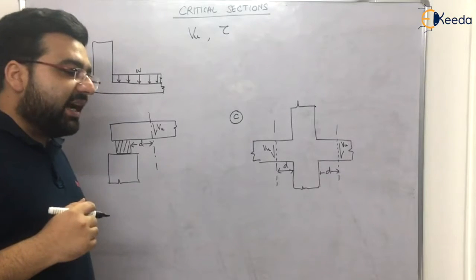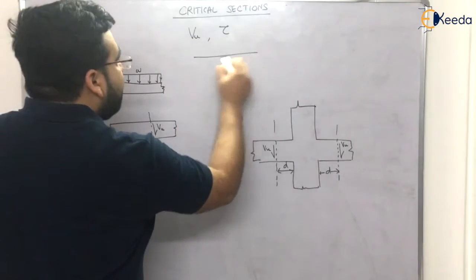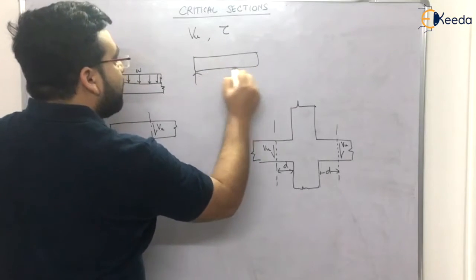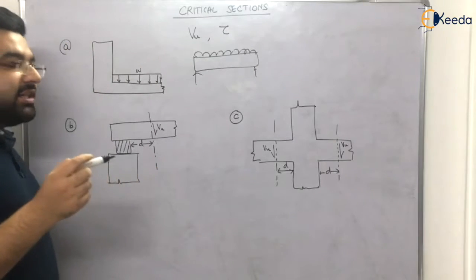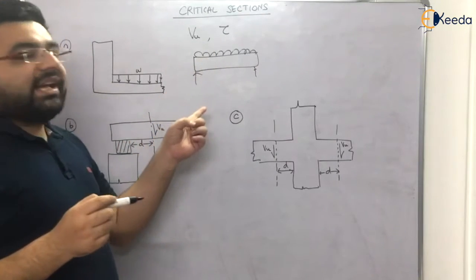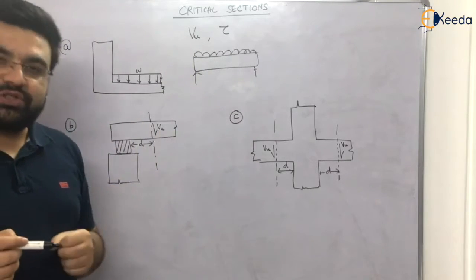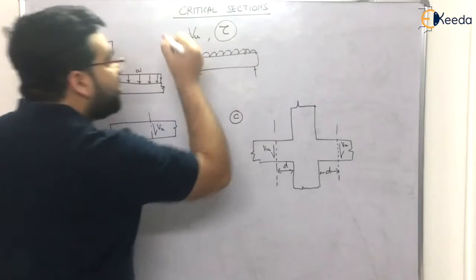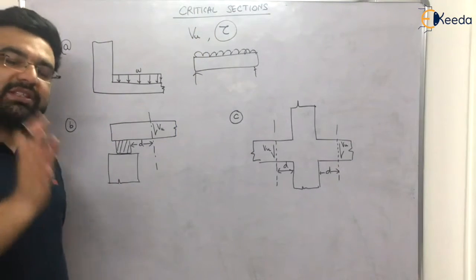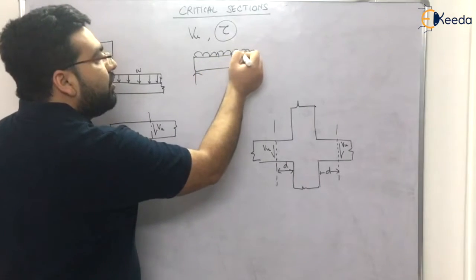Now the question is, suppose a loading has been given to me. Let us say this is a beam, and a loading has been given. At which section do I have to calculate the factored shear force? Or at which section do I have to calculate the design shear stress? In simple words, at which section? Is this the section? Or which section?